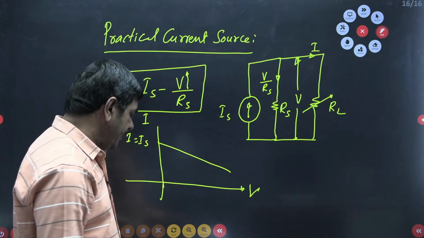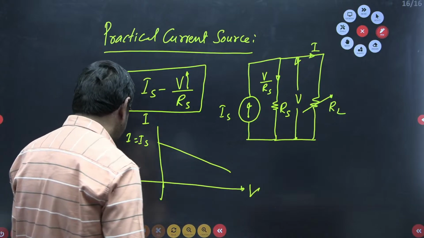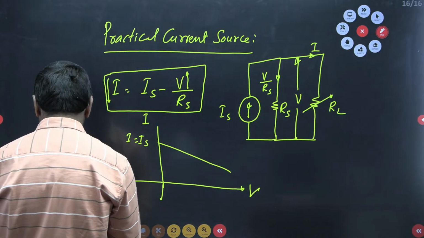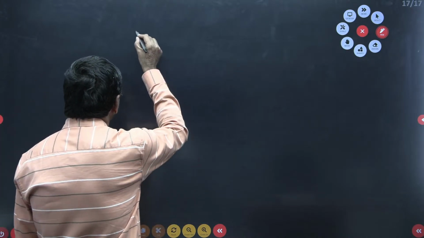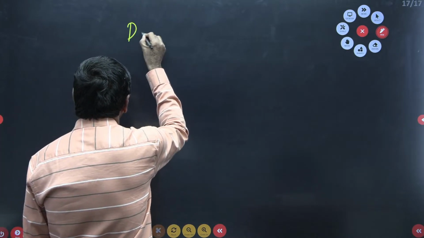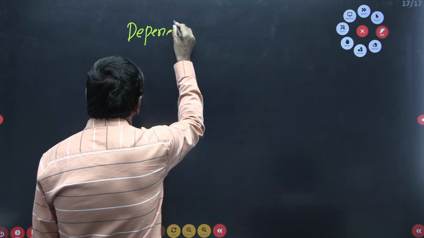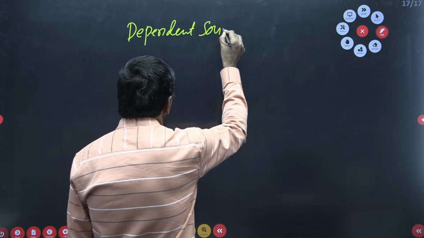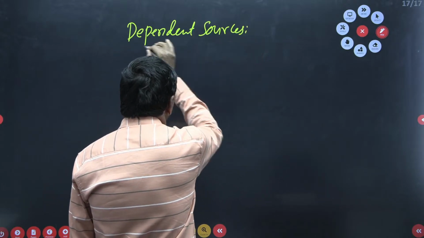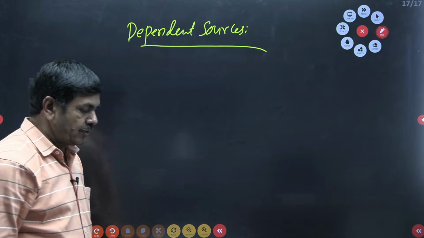And what are the dependent sources? I will put the dependent sources here now. How will the diagram be plotted? How are the dependent source symbols to be drawn? There are different types of dependent sources, you got it now.